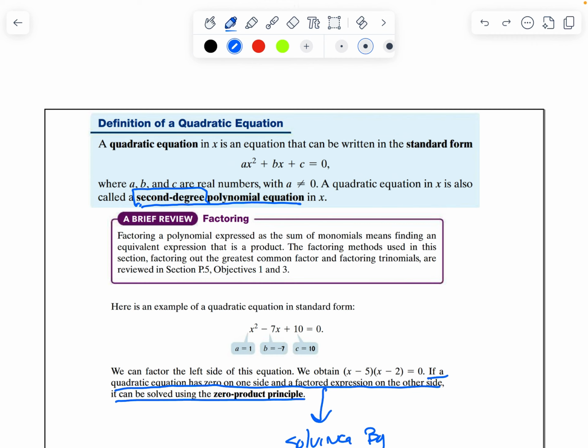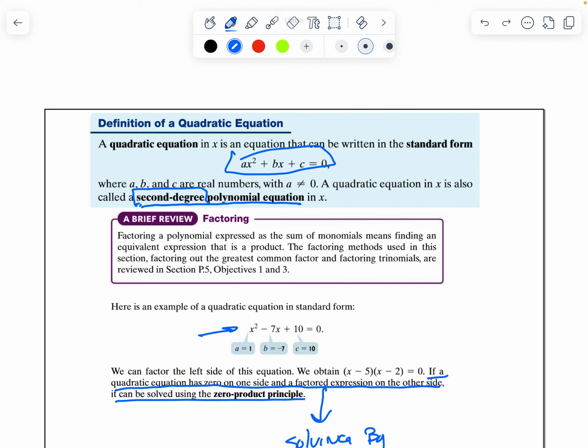They can be written in standard form like this: ax squared plus bx plus c equals 0. Sometimes you don't have the bx term, sometimes you don't have the c term, but you'll always have an x squared term in a quadratic. Down below you'll see an example of a quadratic equation. X squared minus 7x plus 10 equals 0. It is an equation because it has an equal sign. It is a quadratic because the highest exponent is a 2.